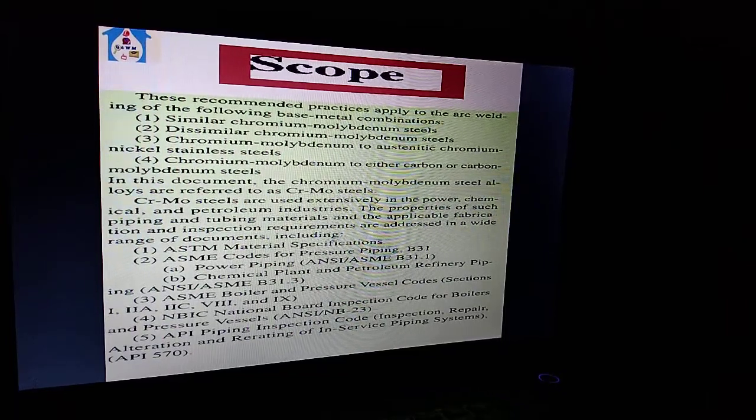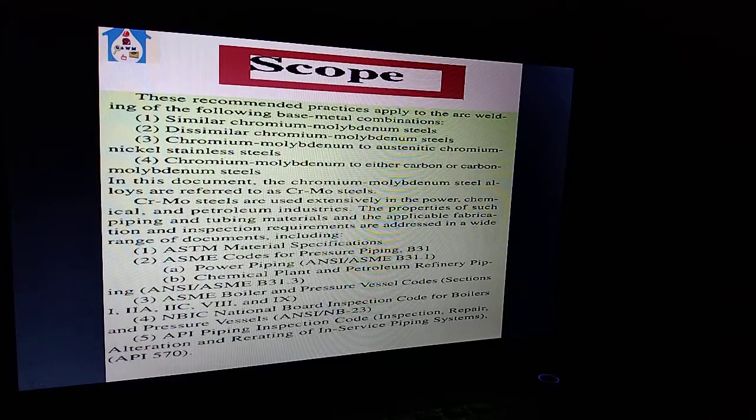This recommended practice applies to the arc welding of the following base metal combinations. First, similar chromium-molybdenum steel. Second, dissimilar chromium-molybdenum steel. Third, chromium-molybdenum to austenitic chromium-nickel stainless steel. Fourth, chromium-molybdenum to either carbon or carbon-molybdenum steel.